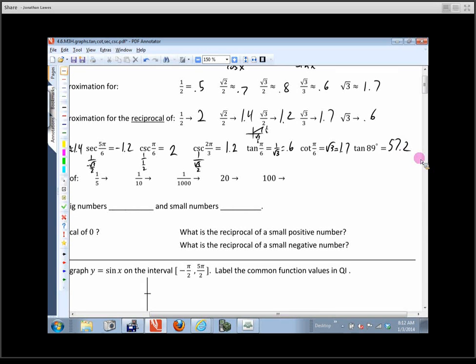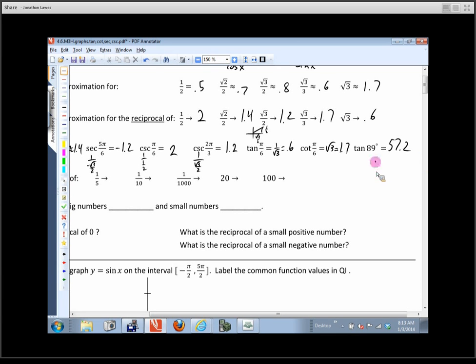Now that is a gigantic number. That is a very big number. Can somebody tell us why that number is so dang big? I mean, everything else we've been dealing with fairly small numbers. Why is the tangent of 89 degrees such a big number? What two sides are involved in the tangent ratio? Okay, so opposite and adjacent, or the y-coordinate over the x-coordinate.